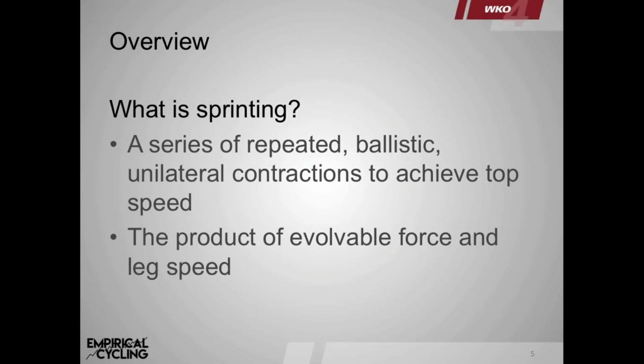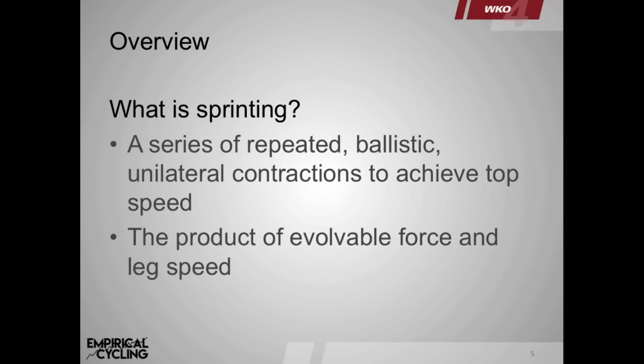Holistic is a word we see in the scientific literature all the time that describes muscular contractions that are intended to achieve maximal force and velocity, and unilateral contractions, meaning one side at a time, to achieve top speed. Because in most sprinting, for at least road and stuff like that, the idea is to achieve top speed. Although not all sprints or not all ballistic contractions are meant to achieve top speed, and we'll see some examples of that in other disciplines.